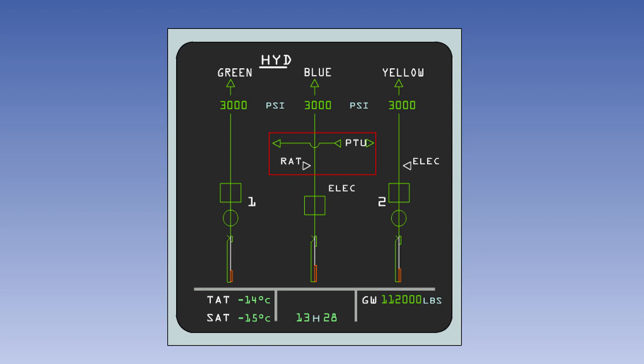The ram air turbine and the power transfer unit configurations are also displayed. The flow arrowheads are empty when they are not operating and filled green when they are.